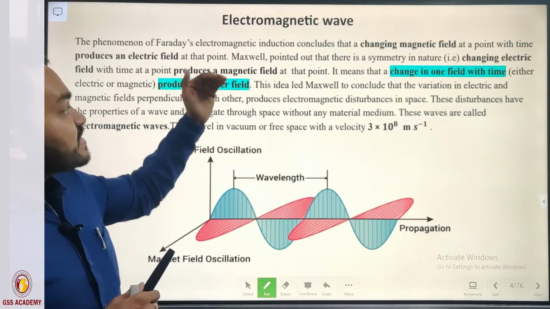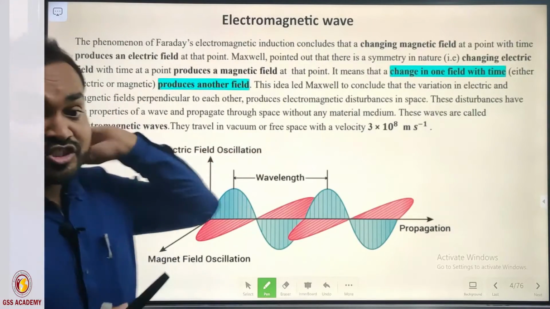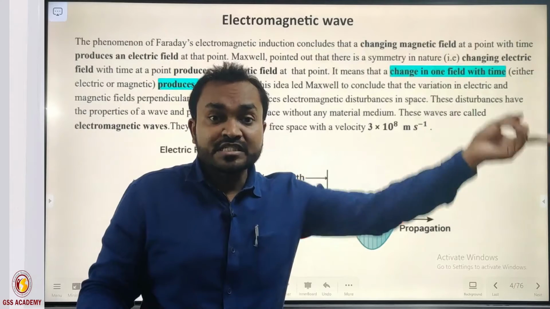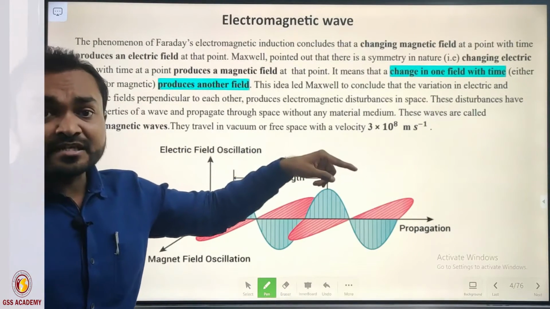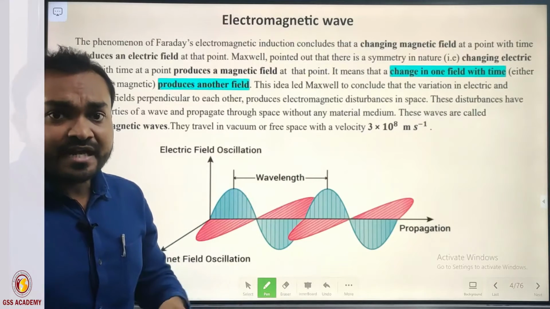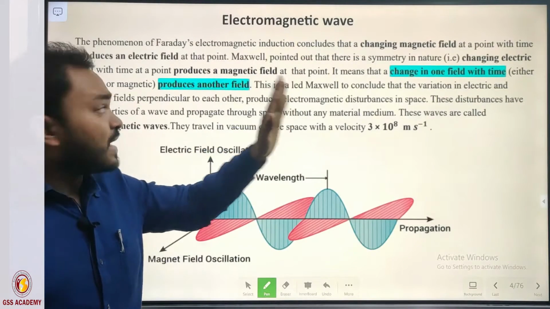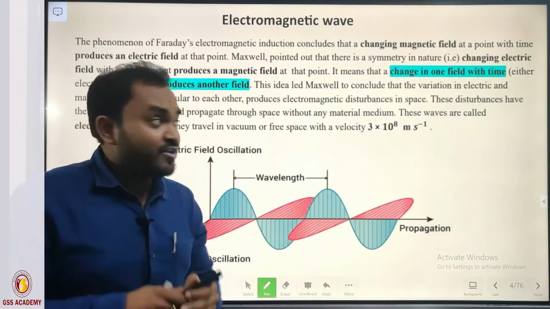And Maxwell pointed out that there is a symmetry in nature: a changing electric field also produces a magnetic field, and a changing magnetic field also produces an electric field. Now, a changing electric field with time at a point produces a magnetic field at that point. He basically observed that. So it means that a change in one field with time, either electric or magnetic, basically produces another field.